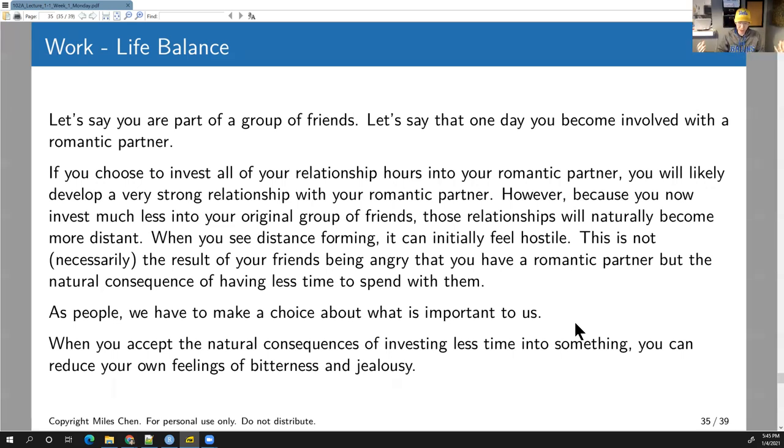And the natural consequence of that is not that your friends are being bitter and mean. I mean, it's possible, but generally that's not what's going on. It's just the natural consequence of spending less time with your original group of friends that you're going to become a little bit more distant from them. You're not going to be as close to them as you used to be. They might not invite you out as much, or they might invite you and you decline, and you're no longer part of the inside crew. It can feel hostile, but it probably isn't. That's just the natural consequence of spending less time with people, because you're spending more time with this new romantic partner. And so as people, you just have to choose what's important to you.